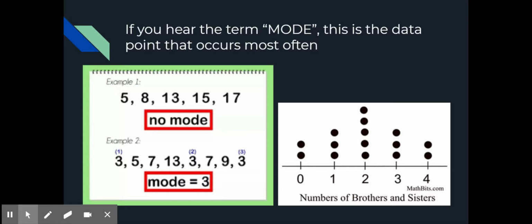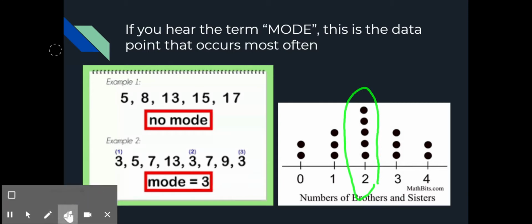So as we can see in the first picture, example 1, no number repeats, so there's no mode. However, in example 2, we have 3 threes, and that occurs more than any other number in the data set, so 3 will be our mode. You may also see a box, this is a dot plot, and it's fairly simple with the dot plot. It is just whatever number you see the highest of. In this case, we have 5 twos, and so that would be our mode.